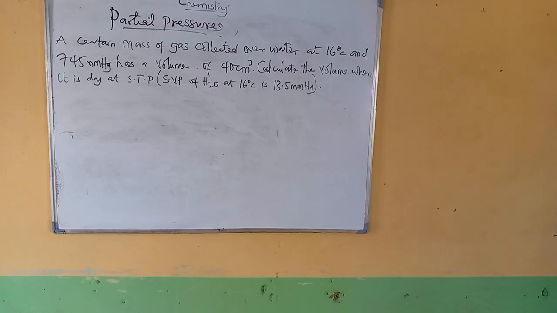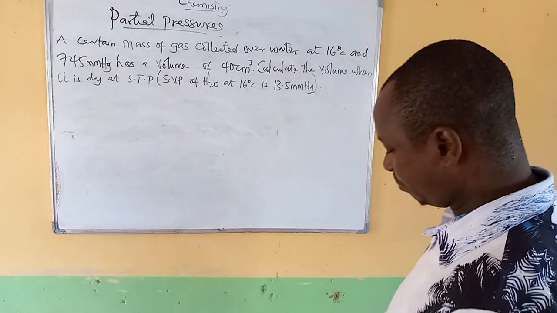Let's check a question I came across. A student asked, a major follower asked that we solve this problem. It is always from Dalton's law of partial pressures. The question reads, just as you can see, a certain mass of gas collected over water at 16 degrees Celsius and 745 millimeter mercury has a volume of 40 cm cube, and they required us to calculate the volume when it is dry at STP.